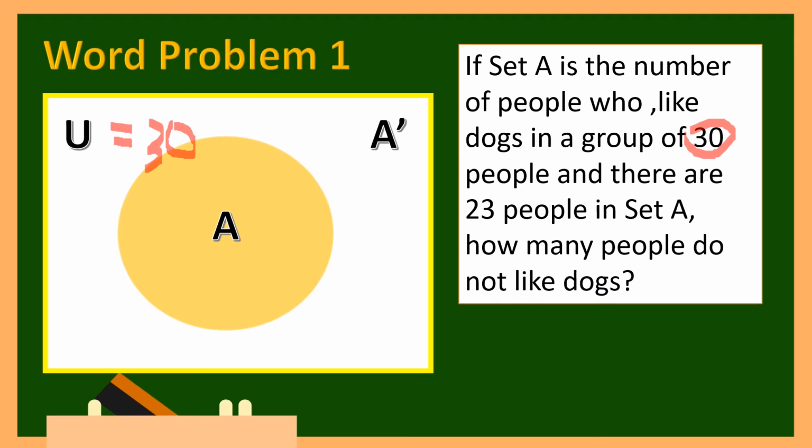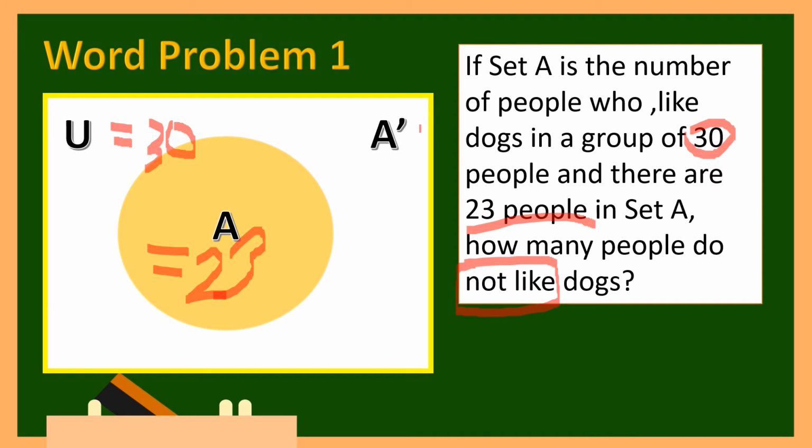Then, bakit tayo may A' dito sa gilid? Which means, ang hinahanap natin is yung how many people do not like dogs. So, ibig sabihin, ang hinahanap natin for this time is complement. So, based sa given problem natin, again, we have 23 people in set A. So, ano ba yung 23 people na yan? Yan daw, yung gusto nila ng pet na dog. Ibig sabihin, yung set A natin is equal to 23. But for this time, hindi yan yung final answer natin.